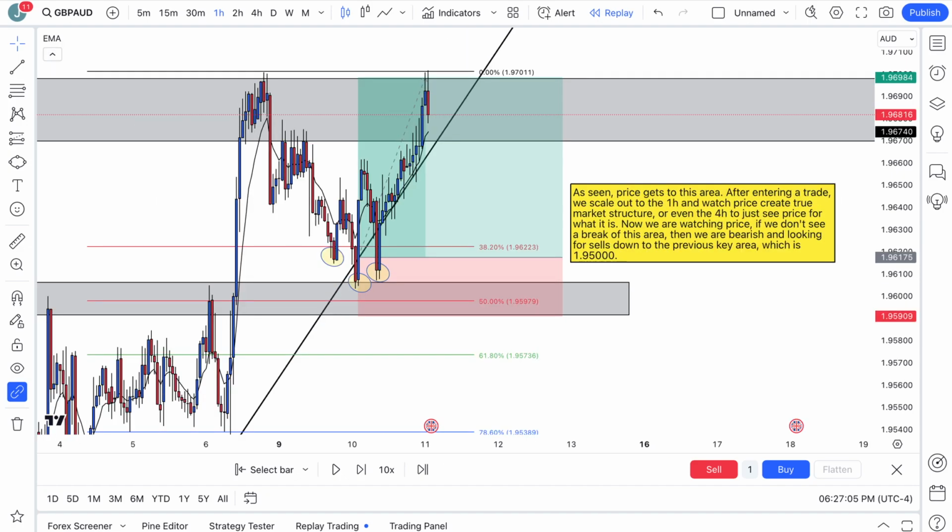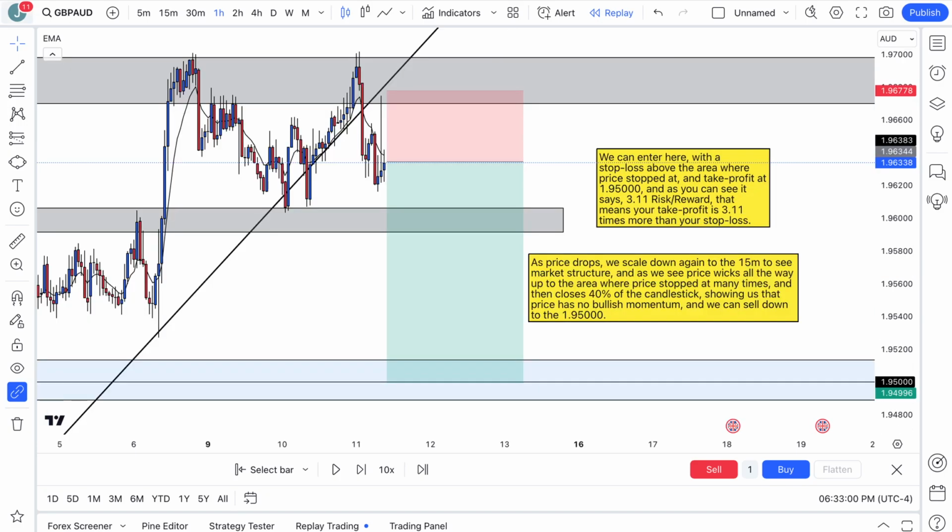So as seen, price gets to this area. After entering a trade, we scale out to the 1 hour and watch price create true market structure, or even the 4 hour to just see price for what it is. Now we are watching price. If we don't see a break of this area, then we are bearish and looking for sells down to the previous key area, which is 1.9500.